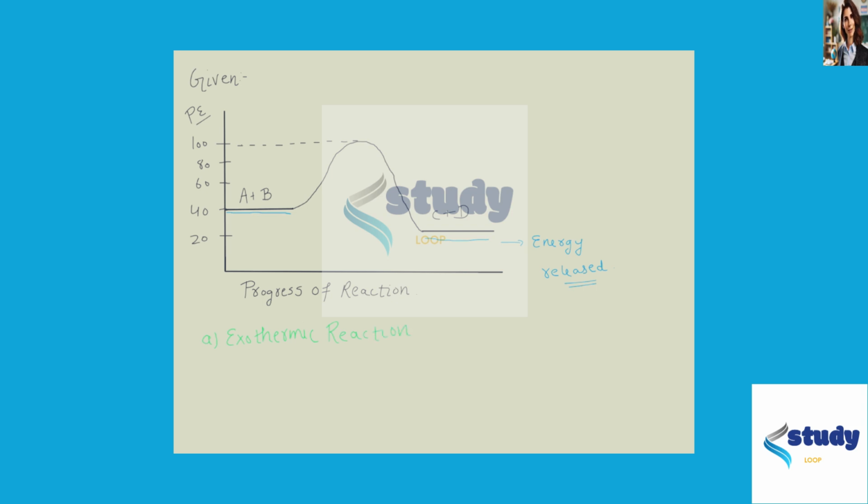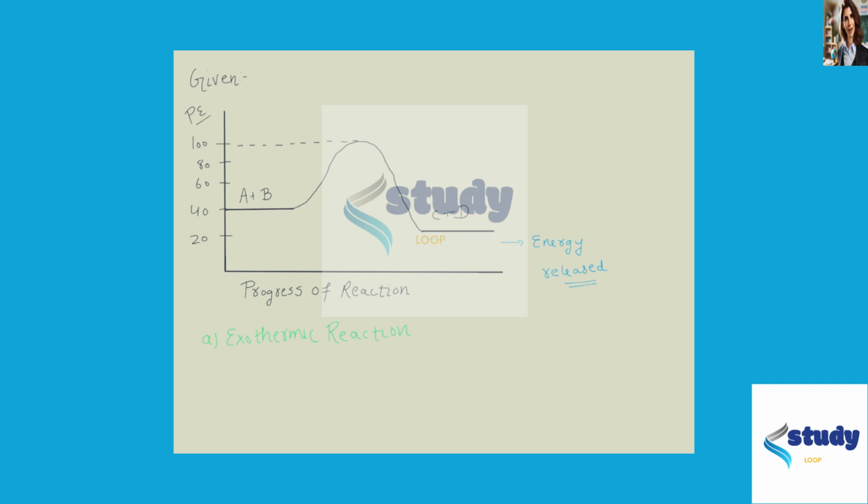Now further in the question it is asked to clearly label the graph on the right with the position of the reactant, product and energy of activation. So for this, we will mark it on the graph. Let's mark it on the graph.